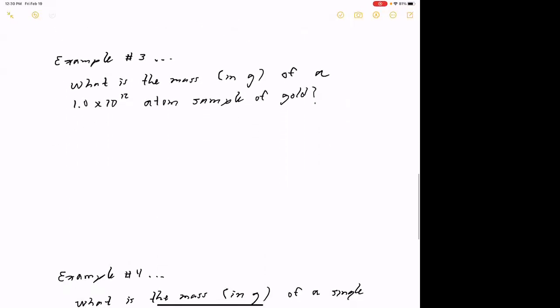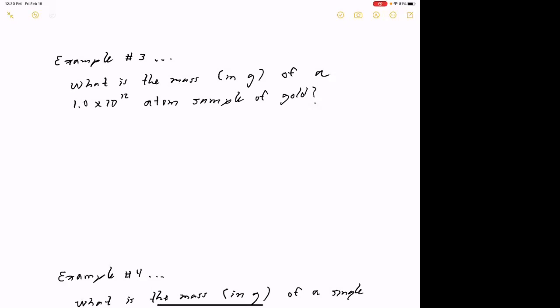All right, another example. So what's the mass in grams of a 1.0 times 10 to the 12th atom sample of pure gold? Okay, so now I'm kind of going the opposite direction, right? I want to go from number of atoms of gold back to a mass of gold. So what's my central unit going to be that I'm going to work through?